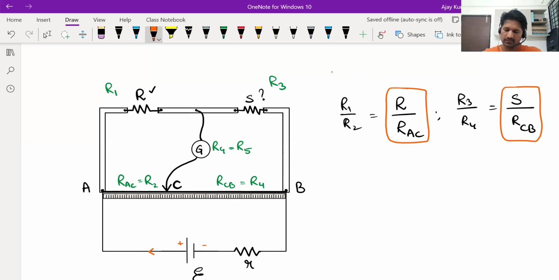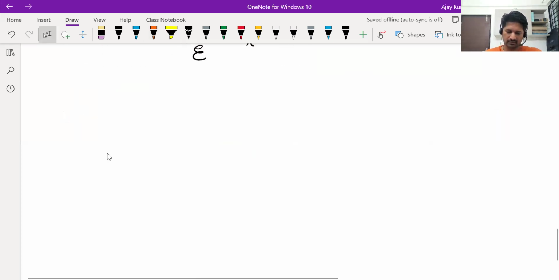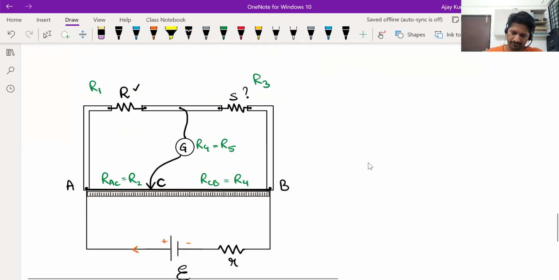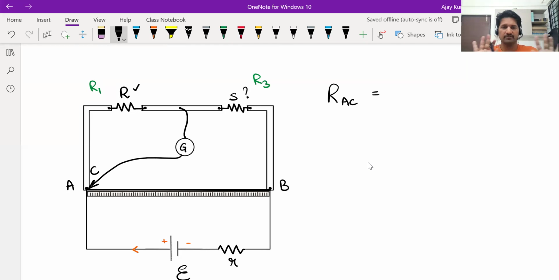Okay. Now consider this situation. Let's say the galvanometer is connected, I mean, the other end of the galvanometer is connected at A. So the contact point C and the point A coincide. Now, if C and A coincide, what is the resistance between A and C? If C and A are at the same point, the length between them is tending to 0. Then how much will the resistance between A and C become?